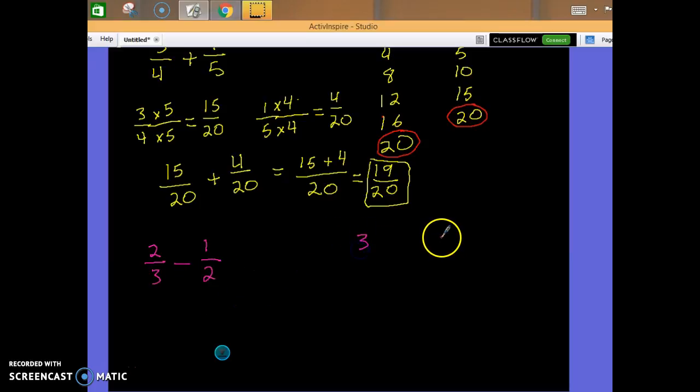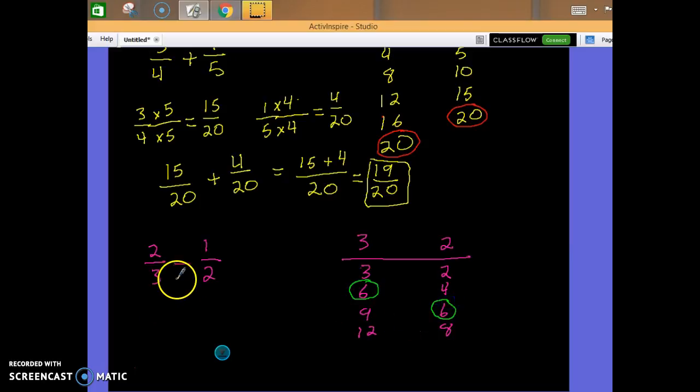So I'm going to write my two denominators over here and then write out their multiples. I have 3, 6, 9, 12. Over here I have 2, 4, 6, 8. You can see that our least common denominator is going to be 6, the smallest number that's in both columns.